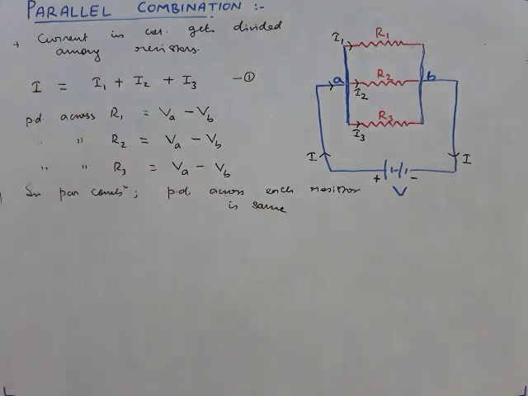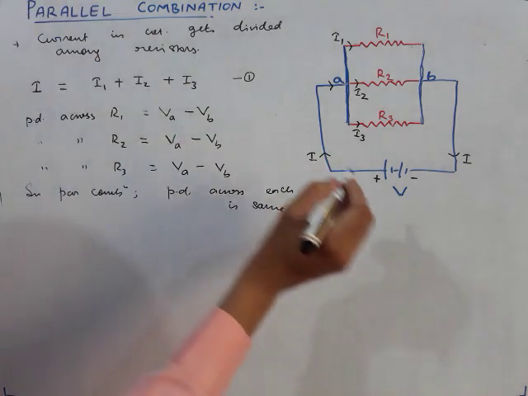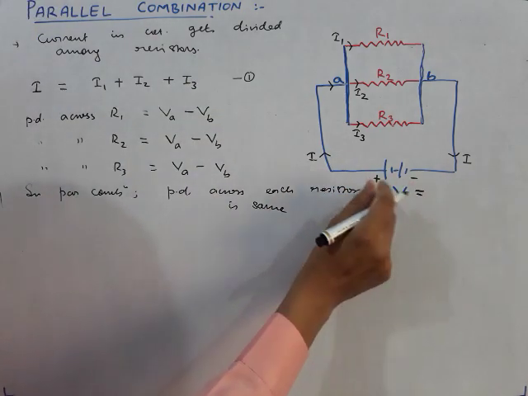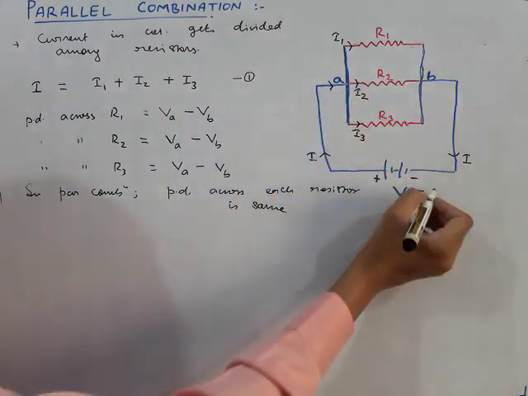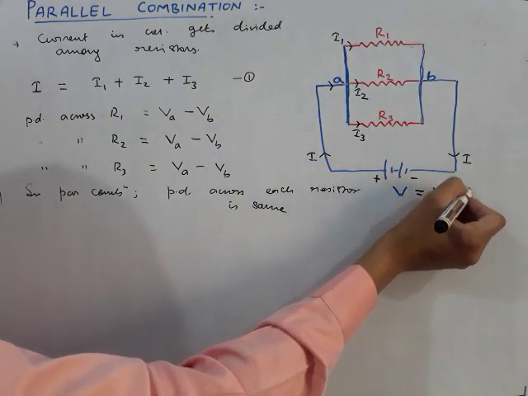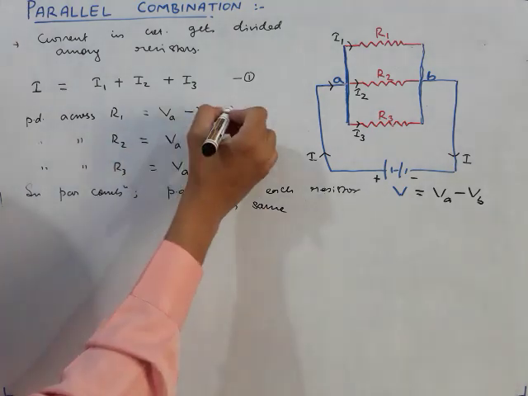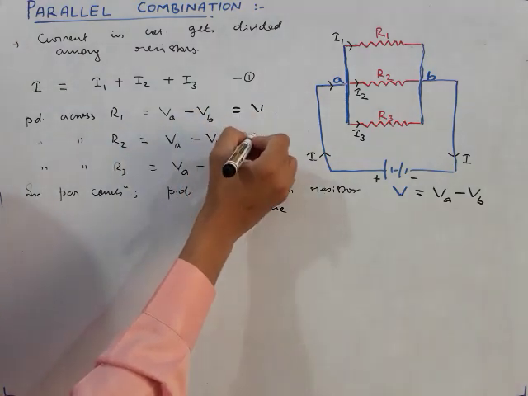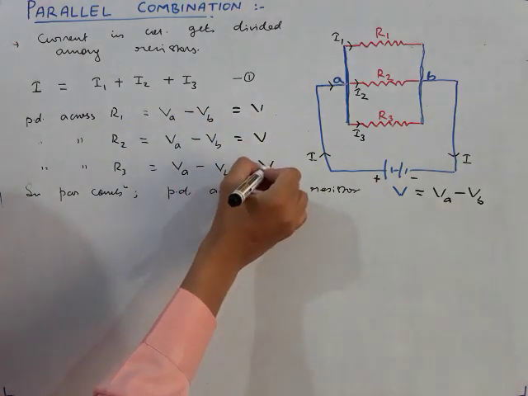So this is just opposite to that of series combination. And this V, if you see, this battery is also connected between which points? A and B. So this is nothing but VA minus VB. So VA minus VB I can write as V, this also I can write as V, this also we can write as V.